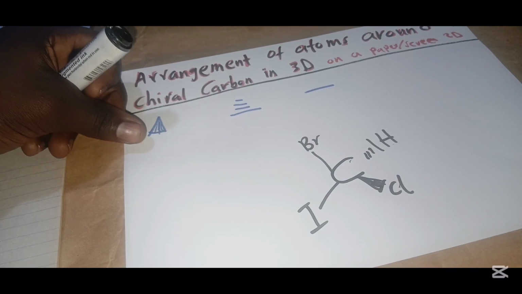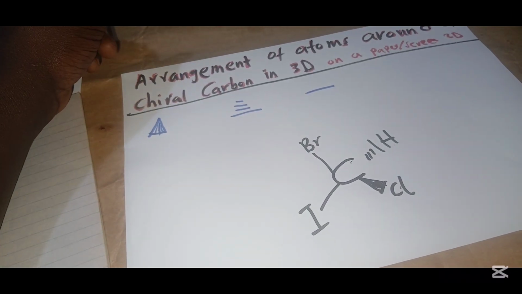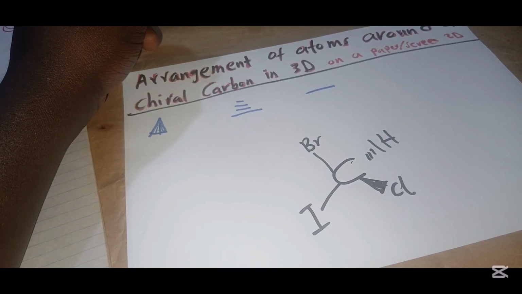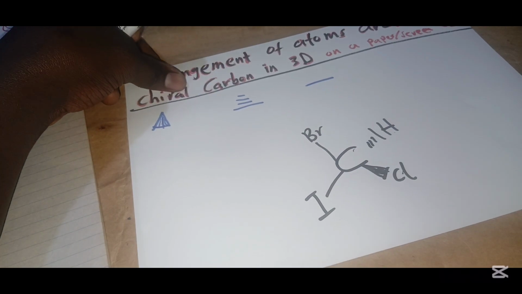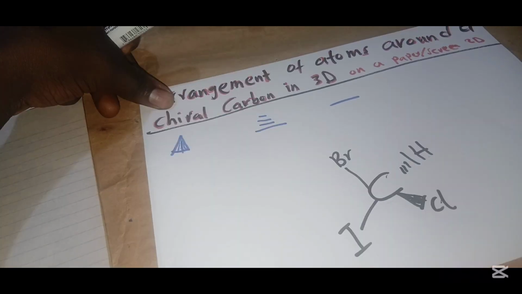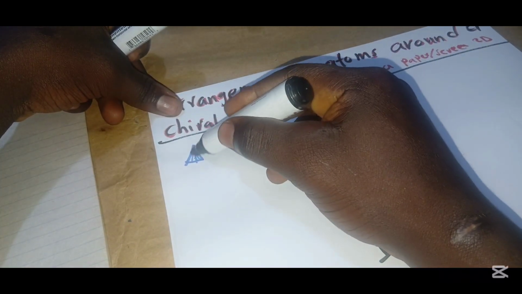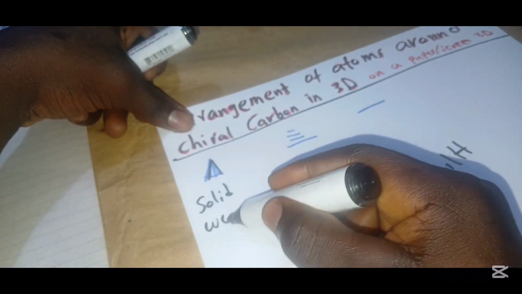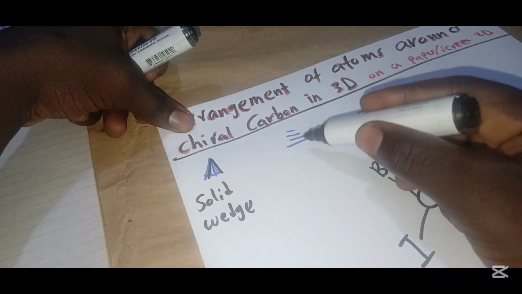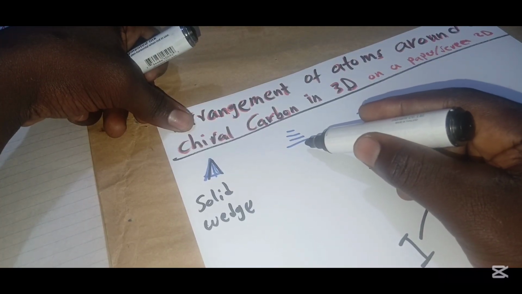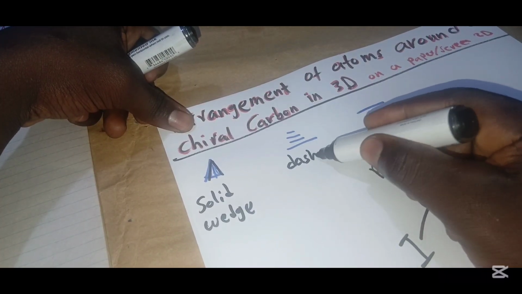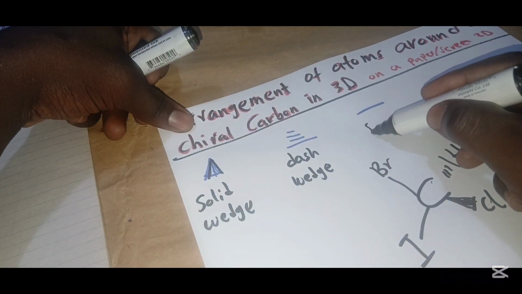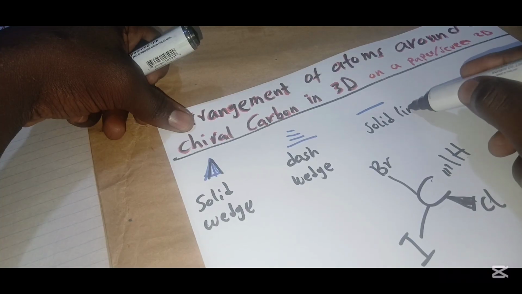So now let's continue. In chemistry, the solid and dash wedge are standard notations used to represent the 3D structure of molecules. This symbol right here is the solid wedge, and this is the dash wedge, and this is just a solid line.